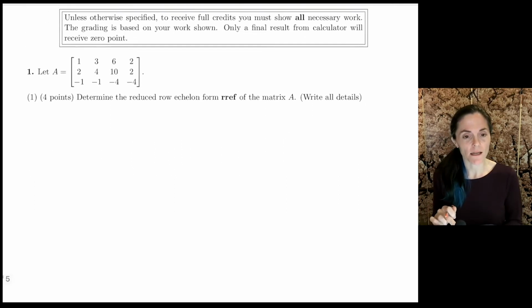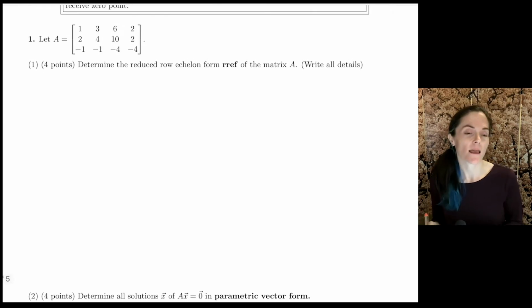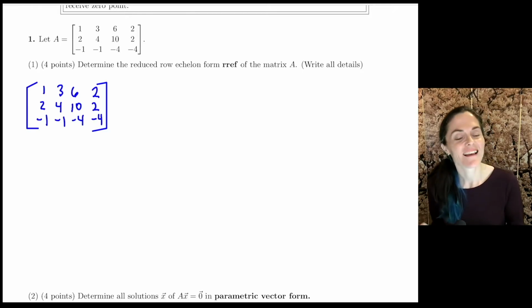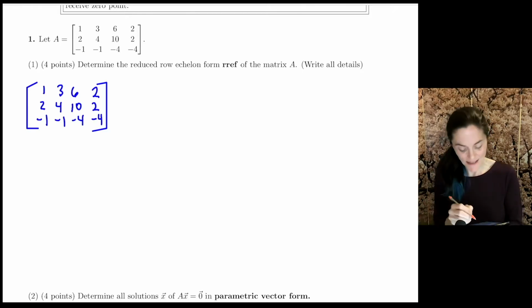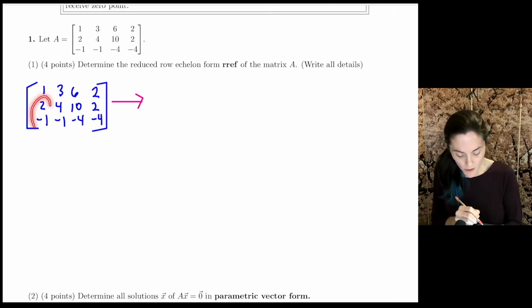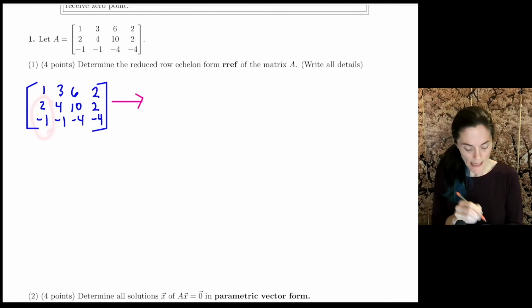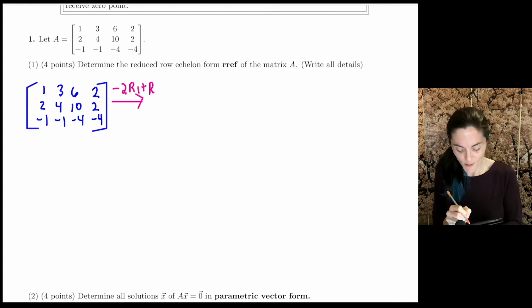The first question, we're given a matrix A as 3 rows and 4 columns. We want to determine the reduced row echelon form of A. Here I have recopied matrix A, and I'm going to label all of my row operations. This is part of showing our work. The first thing I'm going to do is try to get zeros underneath this first 1. So we can take -2 row 1, add that to row 2, and at the same time take row 1 and add it to row 3.